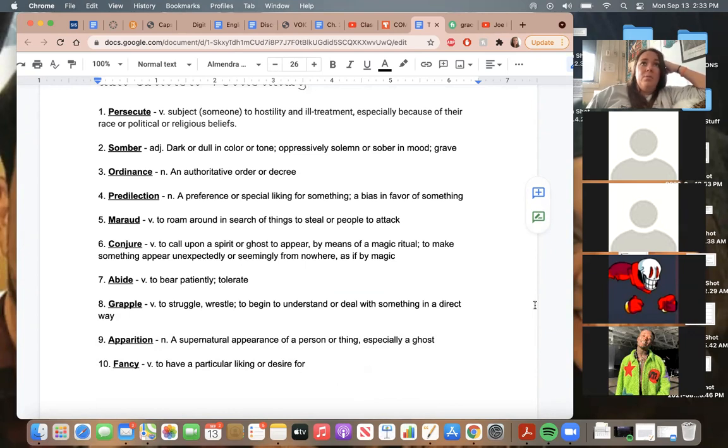Like you might be grappling with an idea, or you may be grappling with particular emotions, or you may be physically grappling with another person. Number 9 is apparition, which is a supernatural appearance of a thing or person, especially a ghost. If you see a ghost, then that's an apparition. Or if you thought you saw something, but you weren't sure, maybe it was an apparition. And then last, our word is fancy. But if you'll notice, it's a verb. It doesn't mean like, oh, you fancy. It means to have a particular liking or desire for. Like I'd really fancy a slice of pizza right now.